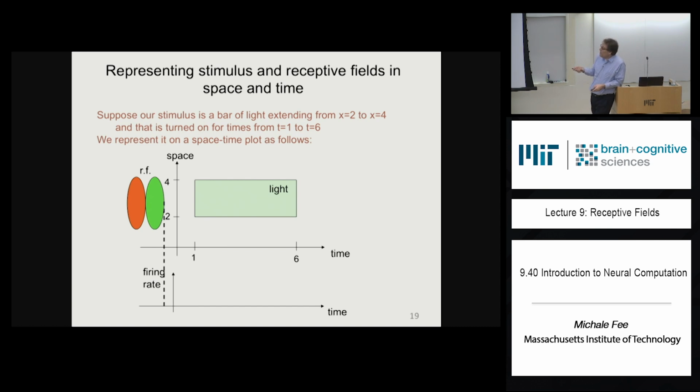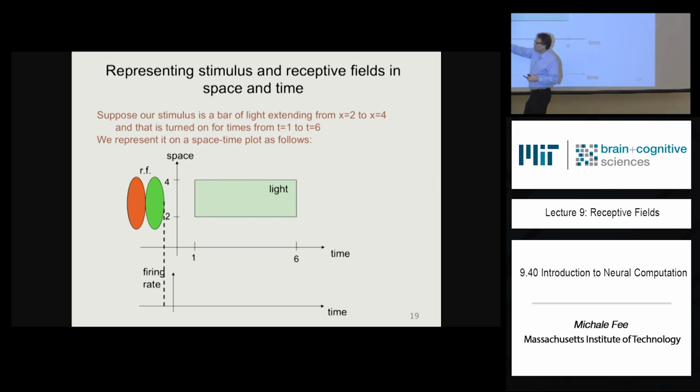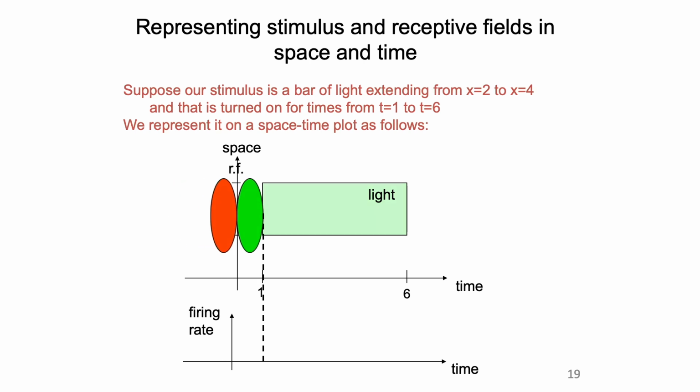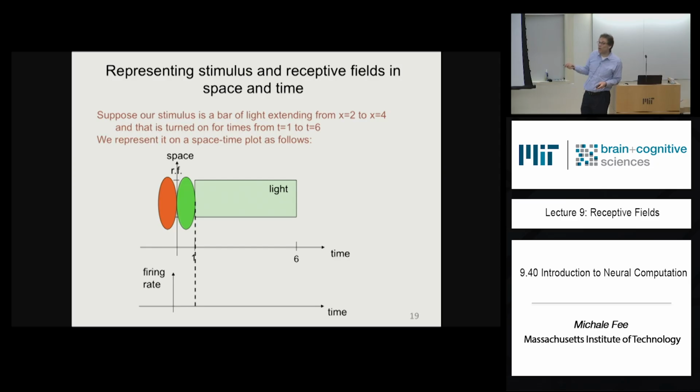Remember, in the 1D case where we had the temporal receptive field, we just slid it across the stimulus, so we're going to do the same thing here. We're going to take that spatio-temporal receptive field and slide it across the stimulus. We're going to take the product and integrate. And the integral plus the spontaneous rate is going to be the firing rate of our neuron.